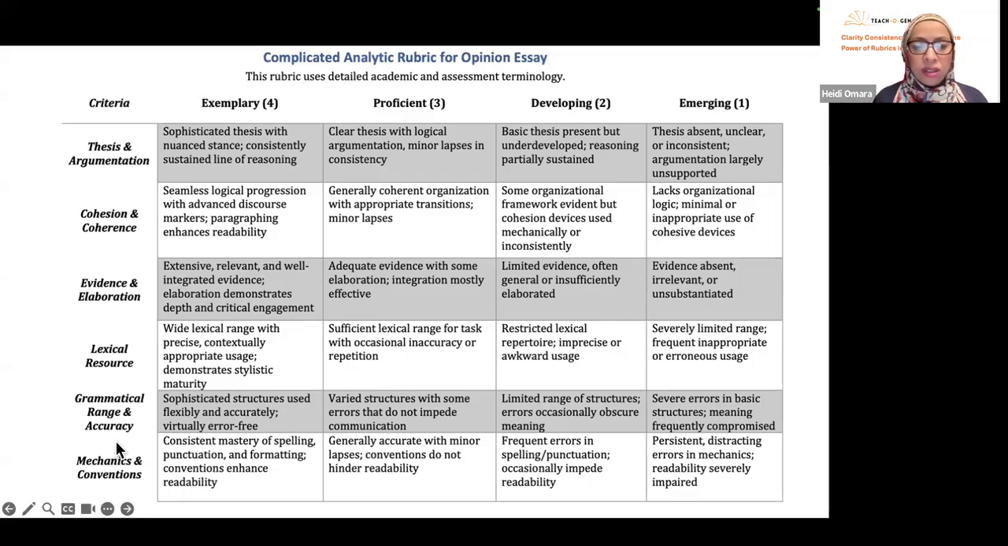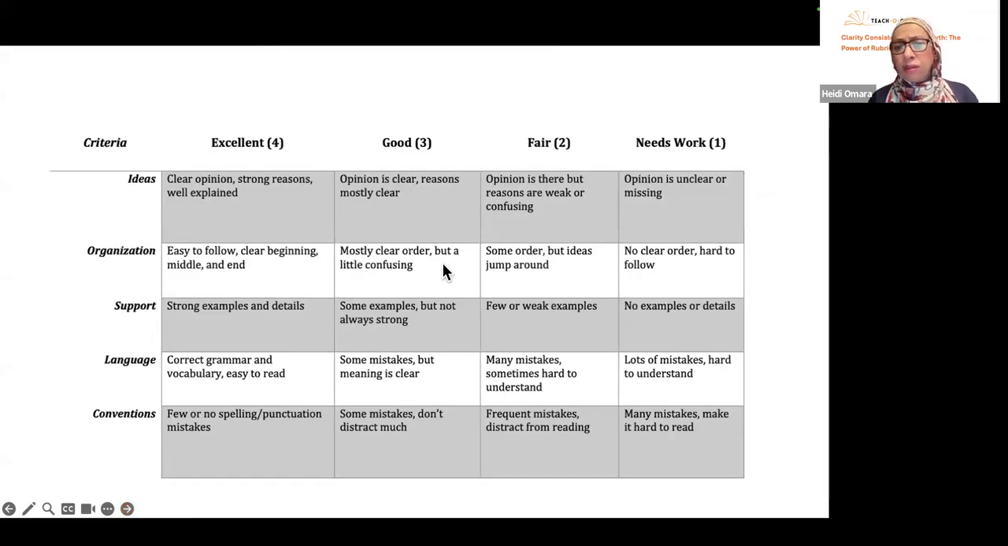But if your students are sixth graders or they are in high school and their language is B1 or B2, this is going to be very sophisticated for them. Consistent mastery of spelling, punctuation, and formatting conventions enhance readability. This is very complicated for school students. But this is simpler, not necessarily this style. It could be even more complicated. You just adapt it the way you like. But this is a simple one.